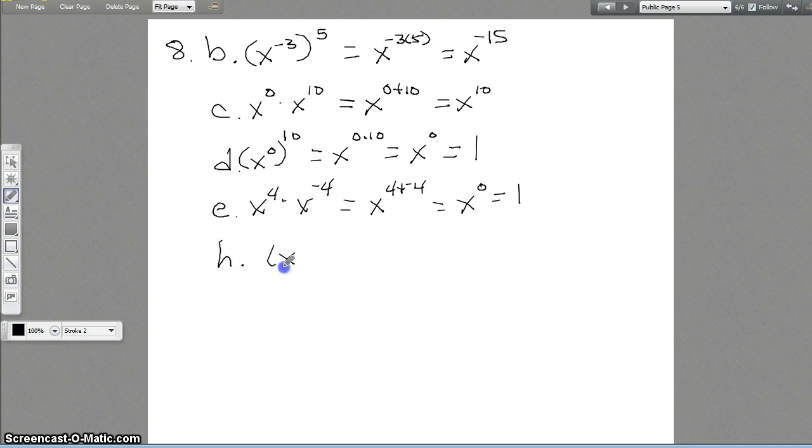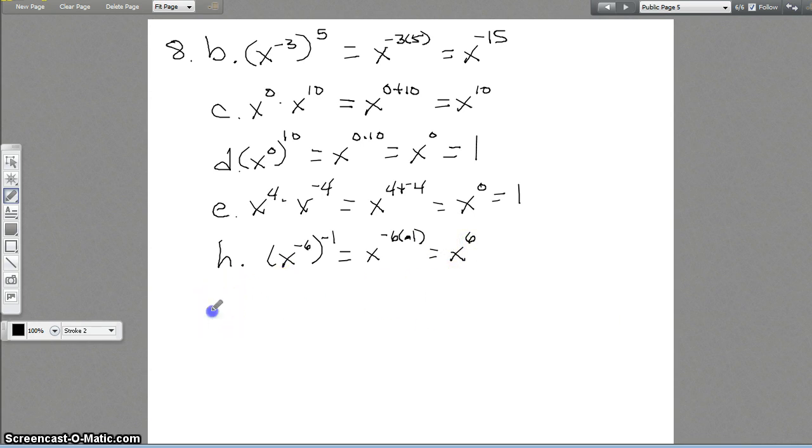Okay, we're going to jump down to part H. We have x to the -6 raised to the -1 power. We are raising a power to a power. That means we multiply our exponents. So we have x to the -6 times -1. -6 times -1 is +6, so our answer is x to the 6.